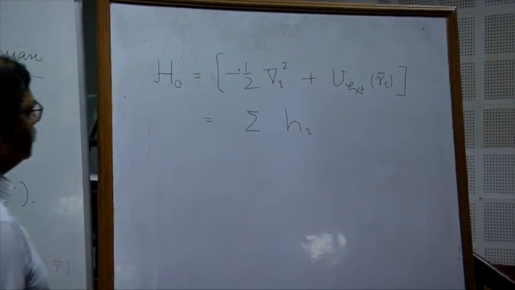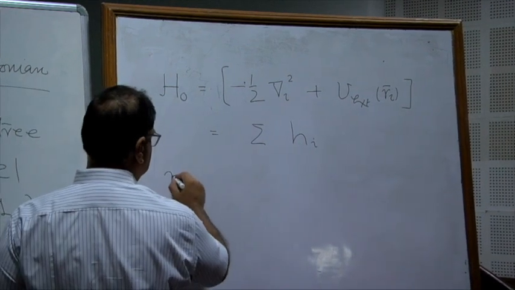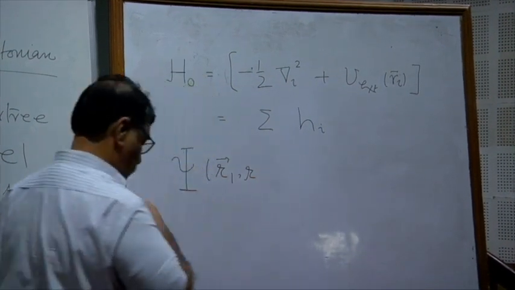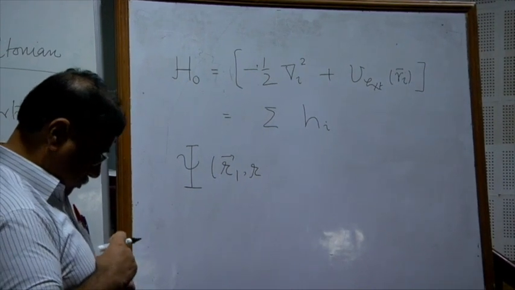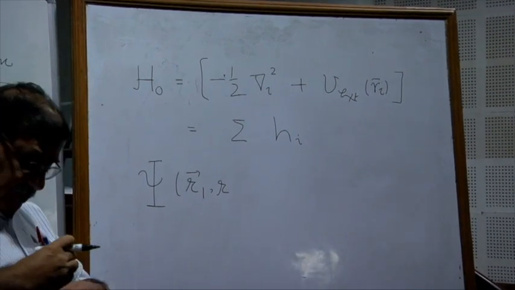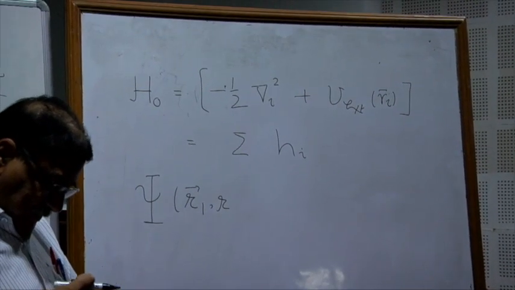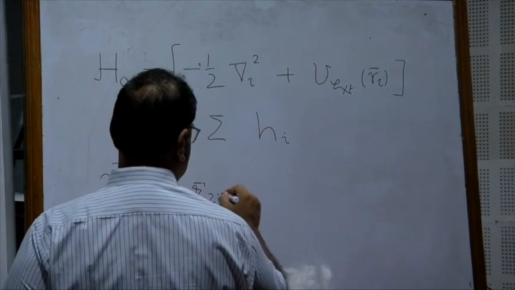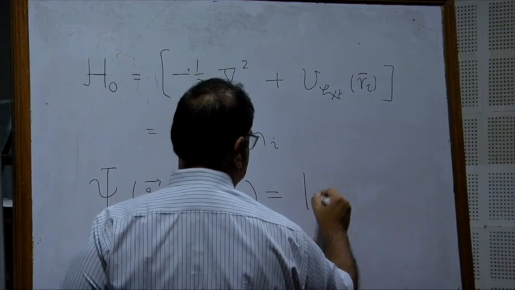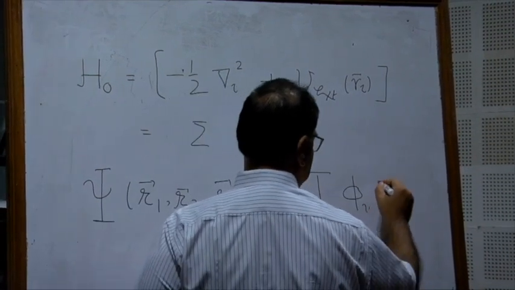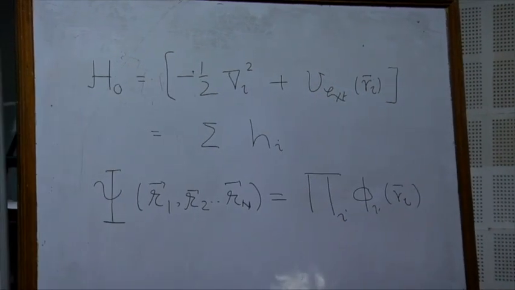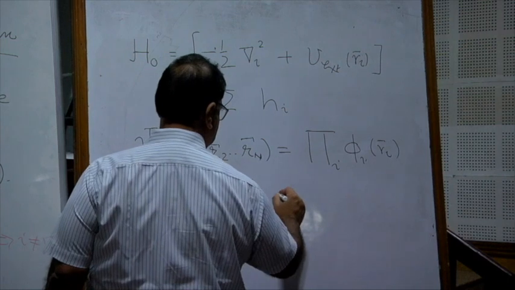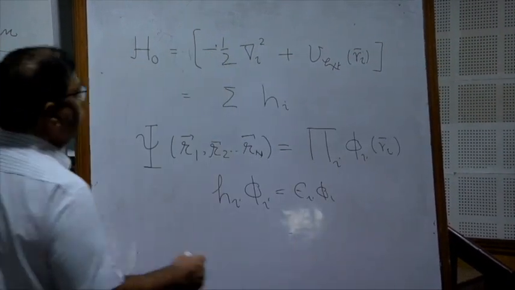individual Hamiltonians, and therefore I can do separation of variables and I can write the wave function psi of r1, r2 up to rn as the product wave function of individual orbitals. And that makes life very easy because I can then solve h_i phi_i equals epsilon_i phi_i, and build up my wave function.